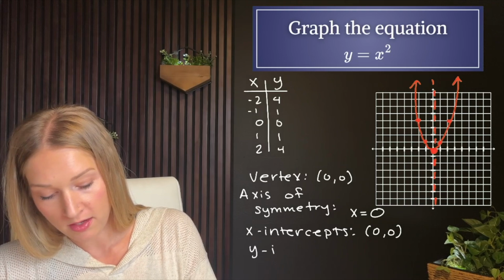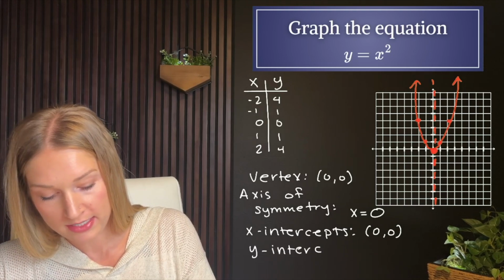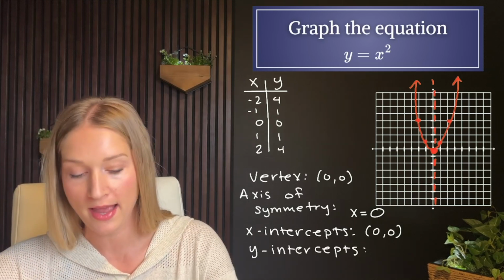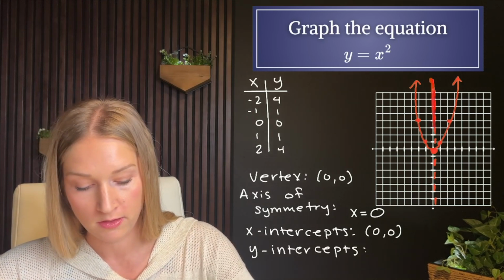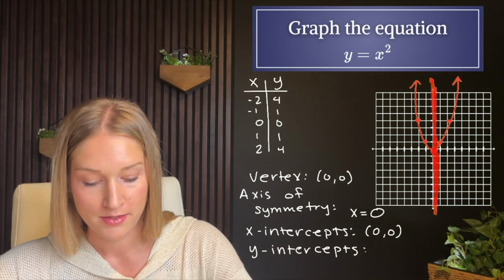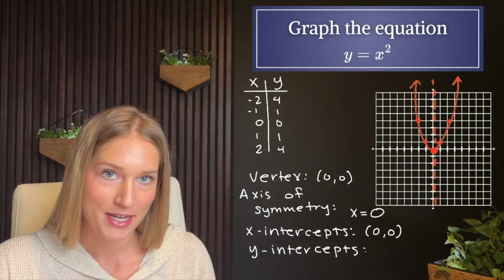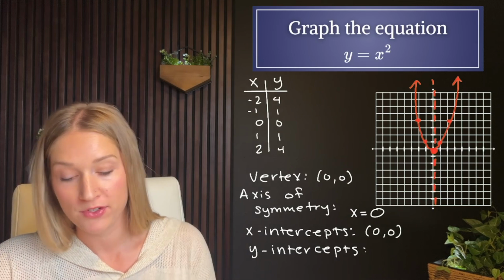You will then commonly be asked for your y-intercept, and your y-intercept is where your graph crosses the y-axis. So that would be along this line here, and again, it just so happens to be at your vertex, but that doesn't happen for every graph, it just happens for this one.